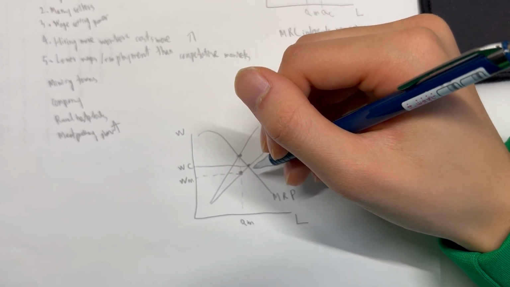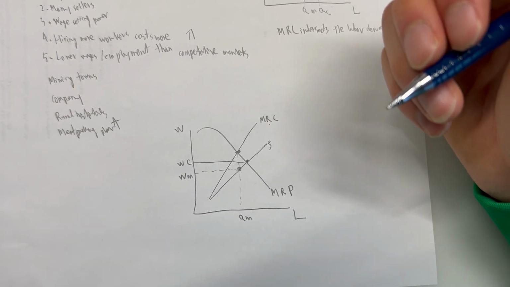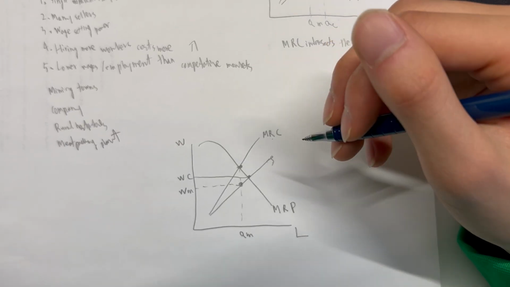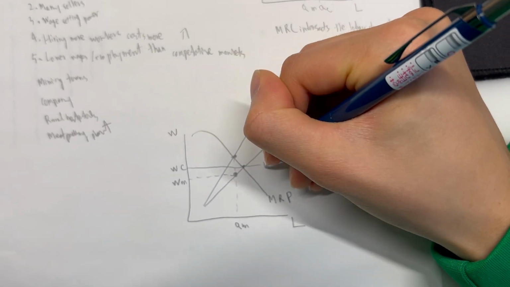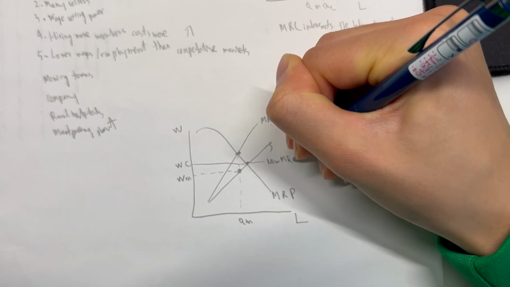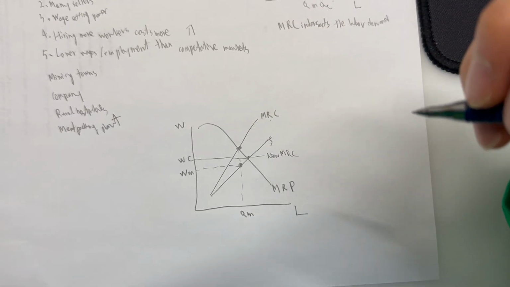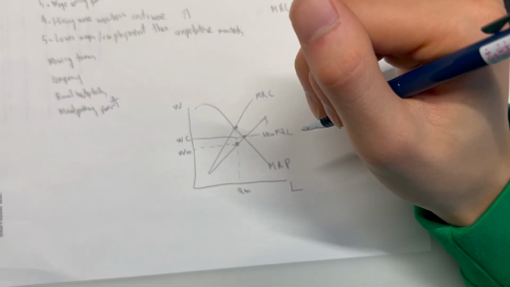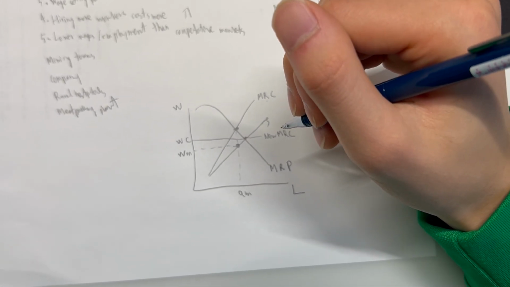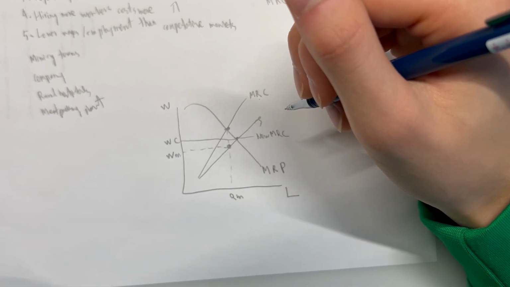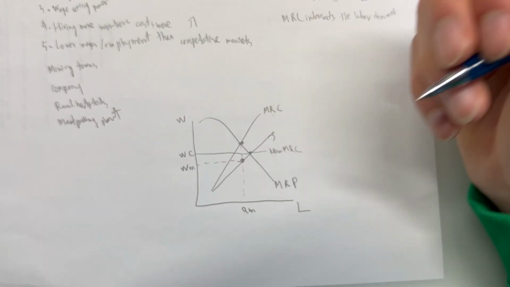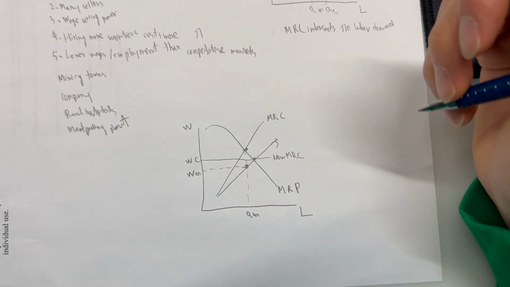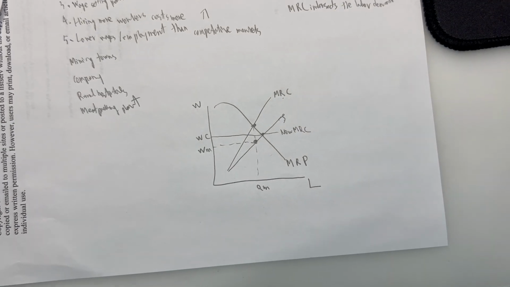So pretty much it just means that with a binding minimum wage, the firm can hire. Okay, I'm just gonna write new MRC. With a binding minimum wage, the firm can hire more workers at the same wage, so the marginal resource cost becomes horizontal at WC until it meets the supply curve. And this means the extra cost of hiring one more worker is just the minimum wage and not higher.